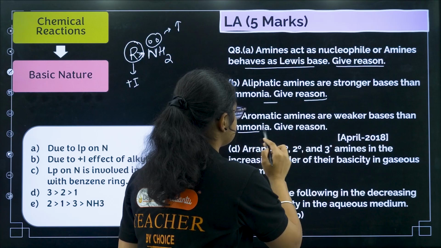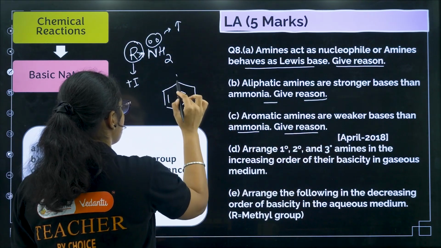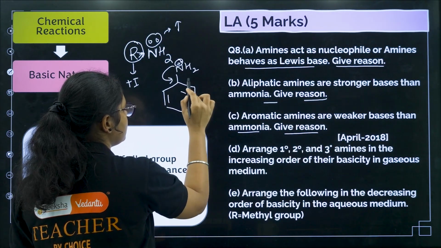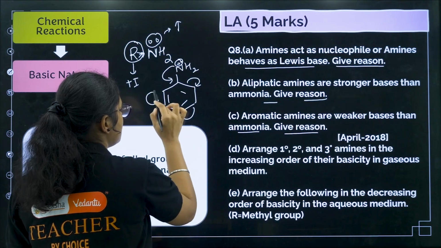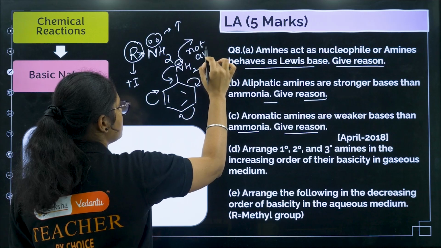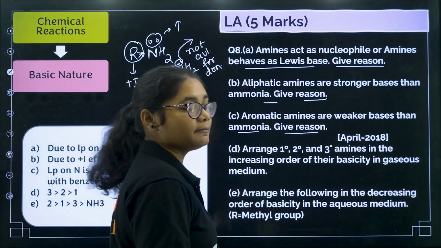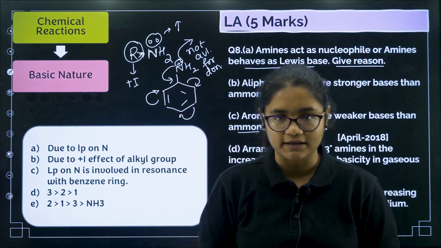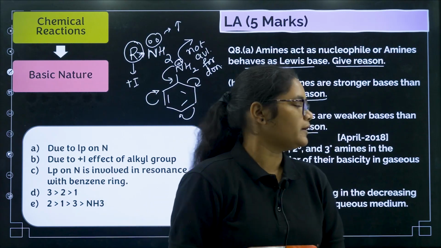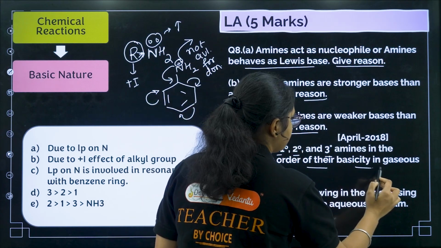Now what is the third question here? Aromatic amines are weaker bases than ammonia, give reason. So if you compare aromatic amines, what happens here? This lone pair of electrons is involved in resonance. Now if this is involved in resonance, it is not available for donation, right. So that is why the basicity of aromatic amines decreases, that is, the lone pair on nitrogen is involved in resonance with the benzene ring.